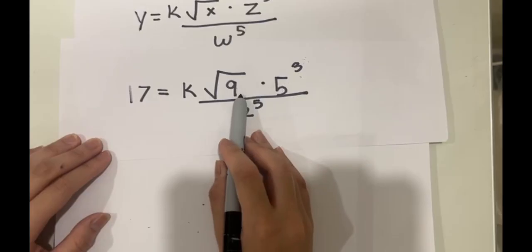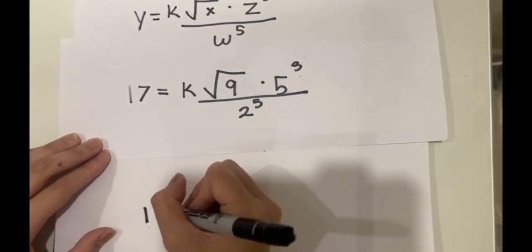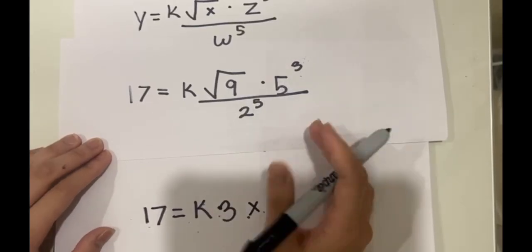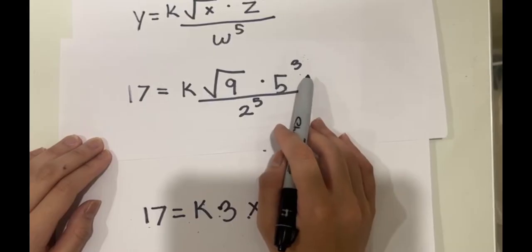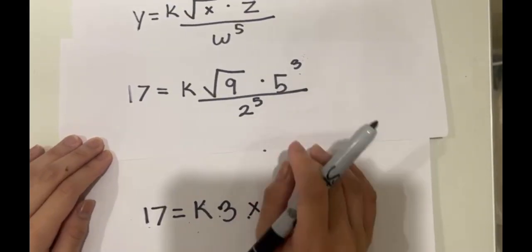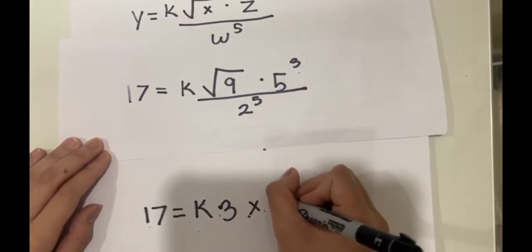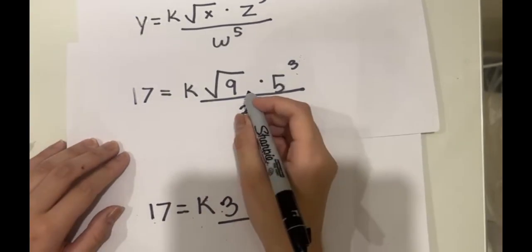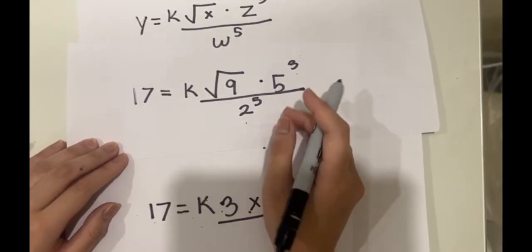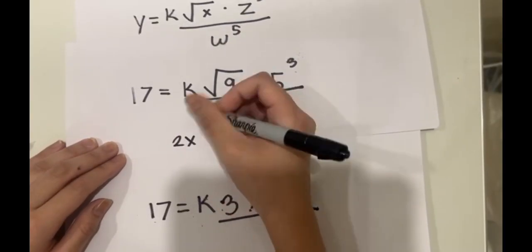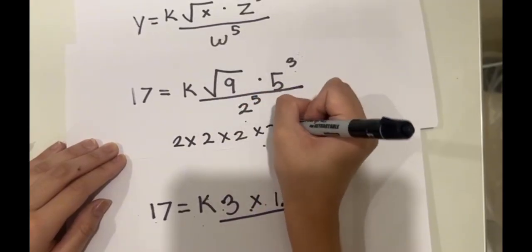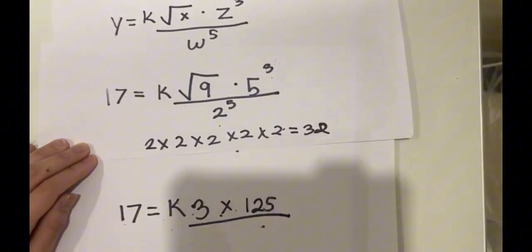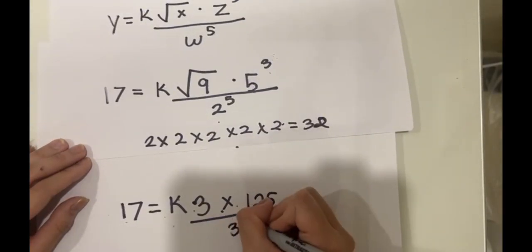So the square root of 9 is 3. So we write that here. Then the cube of 5 means we multiply 5 three times. So 5 times 5 times 5 is equal to 125. Then the fifth power of 2 means we multiply 2 five times. 2 times 2 times 2 times 2 times 2 is equal to 32. So we write 32 here.